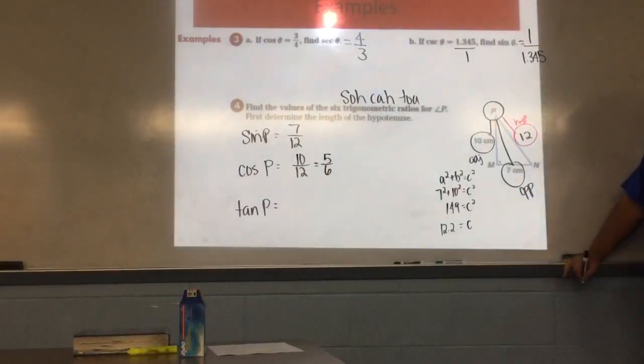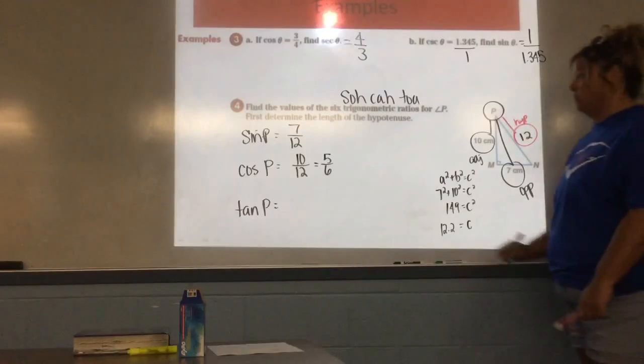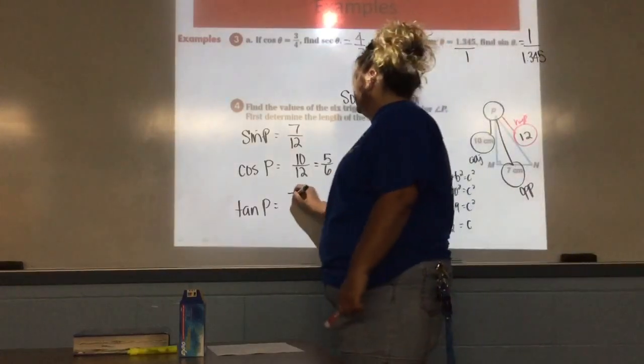What's tangent? Tangent's what over what? Opposite over adjacent. What would my numbers be? Good, 7 over 10.